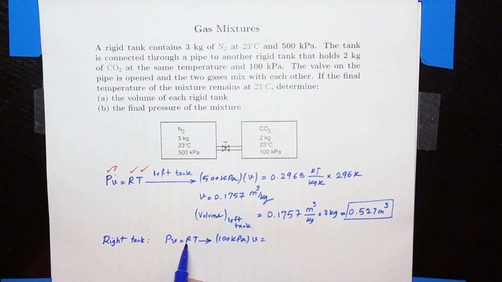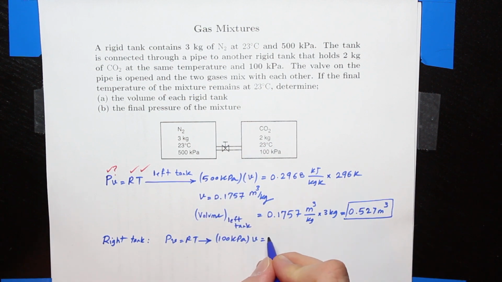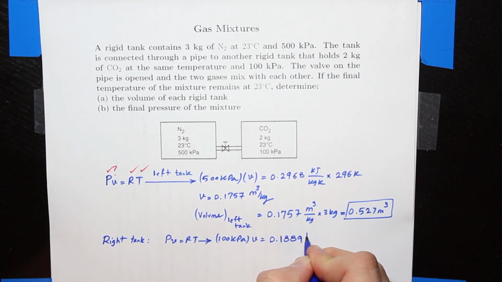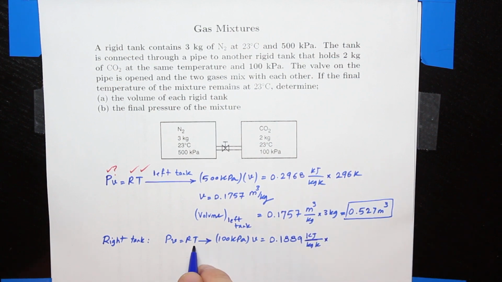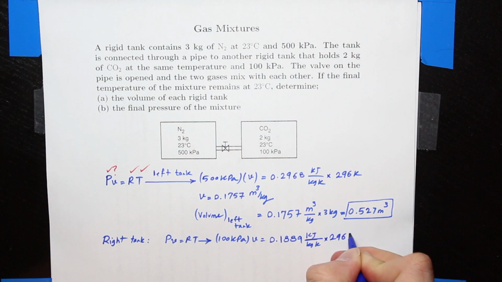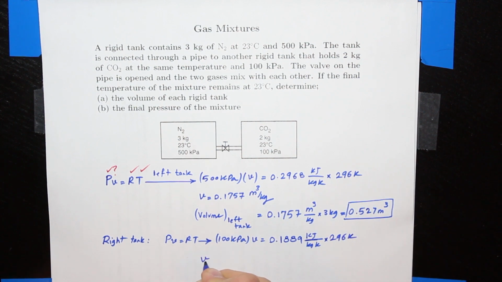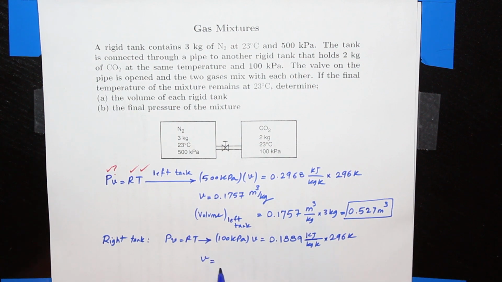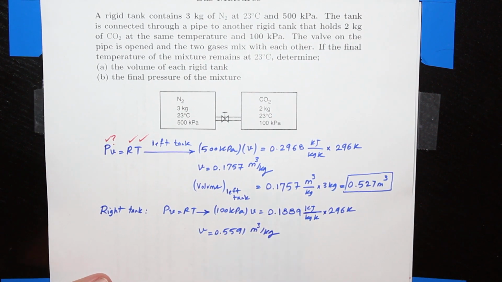So R for CO2 is equal to 0.1889 kilojoule per kilogram Kelvin multiplied by the temperature, which needs to be converted into Kelvin, and that will be 296 Kelvin. So the specific volume becomes equal to 0.5591 meter cube per kilogram.